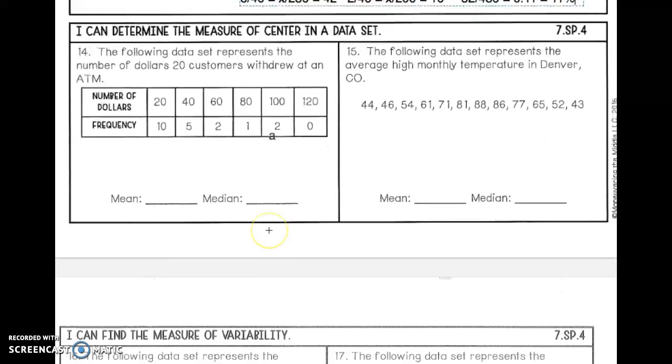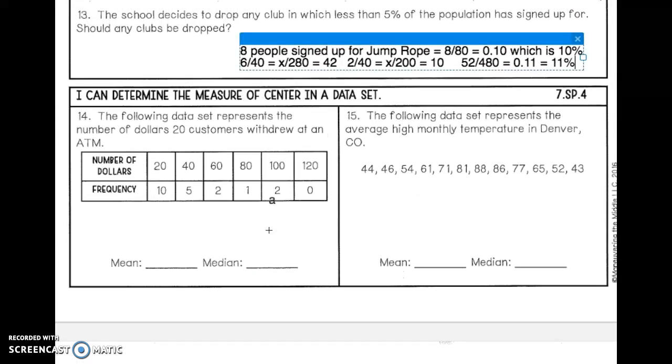Alright, let's go down here into the last 2 on this page. The following data set represents the number of dollars customers withdrew at an ATM. So $20 means 10 people withdrew $20, 5 people withdrew $40, 2 people withdrew $60, and 1 person withdrew $80, 2 withdrew $100, and 0 withdrew $120. So in order to get the mean, you can just add those all up.